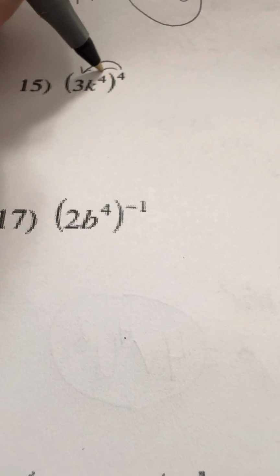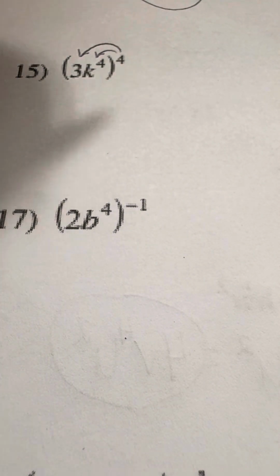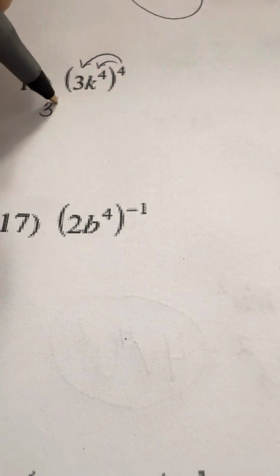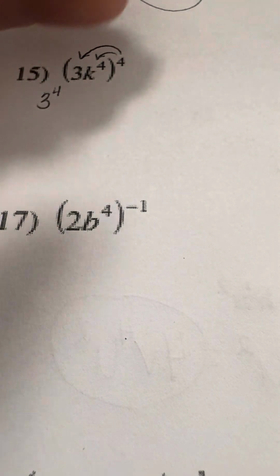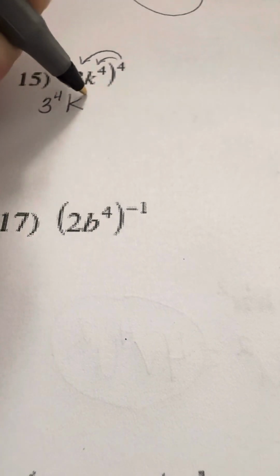So we are going to apply this 4 on the outside of the parentheses to everything that is inside of it. So we have 3 to the 4th power here. And so that's going to be that portion. And then we do k to the 4th to the 4th. So k to the 4th, we multiply 4 times 4, we get 16.